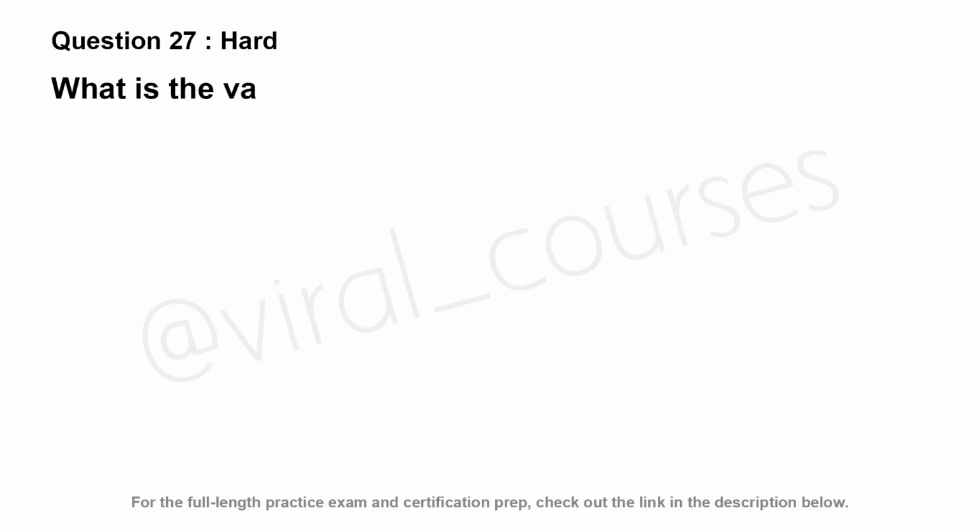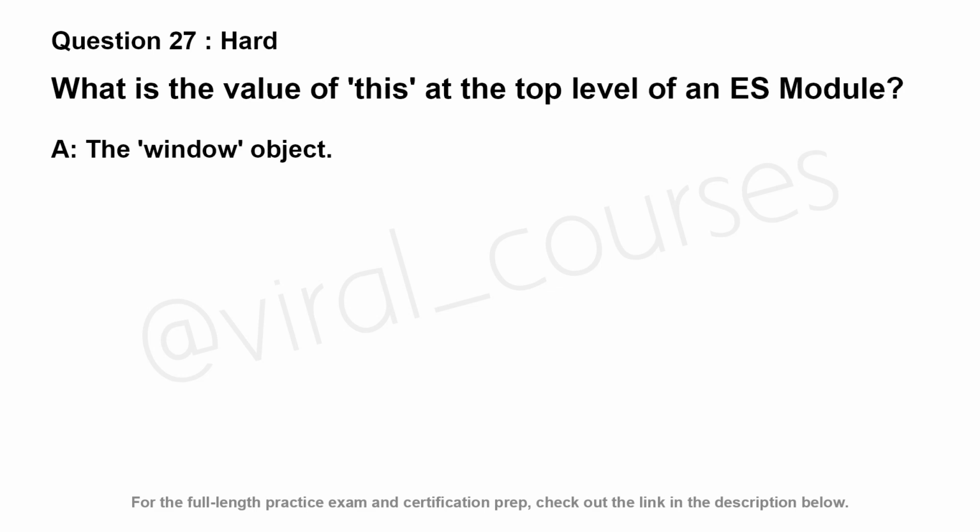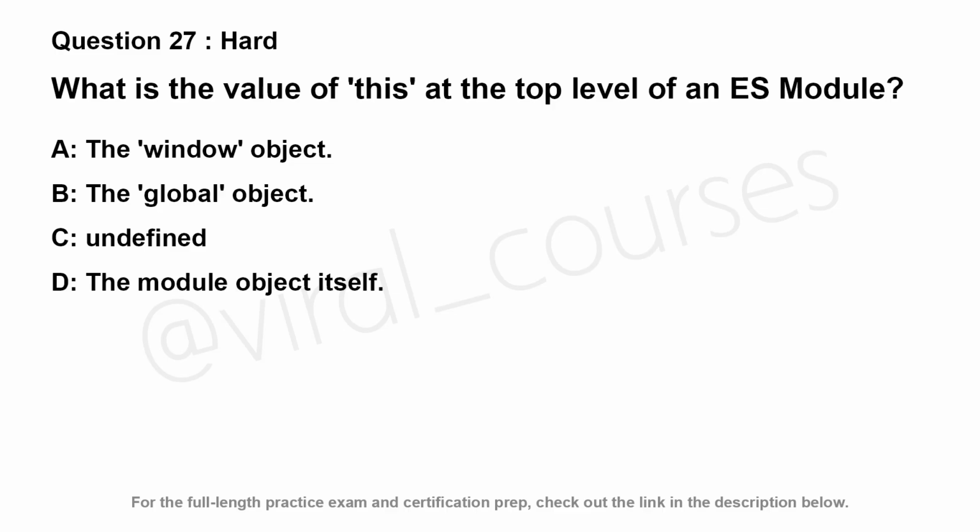What is the value of this at the top level of an ES module? Option A. The window object. Option B. The global object. Option C. Undefined. Option D. The module object itself.